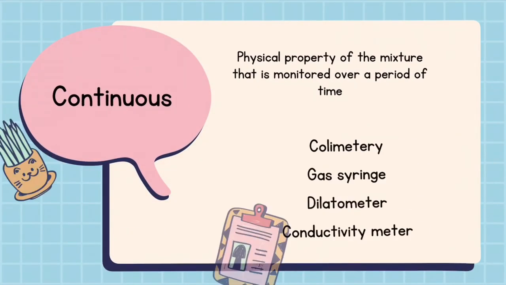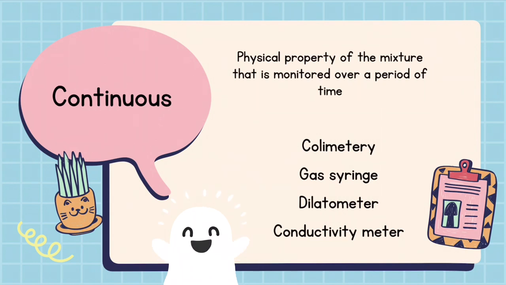For continuous, it is the physical property of the mixture that is monitored over a period of time. So we don't need to take samples time by time, so it is much easier. A few examples include the change in color, electrical conductivity, temperature, concentration, pressure, and volume. There are some apparatus like colorimeter, gas syringe, dilatometer, and conductivity meter to help observe these changes.